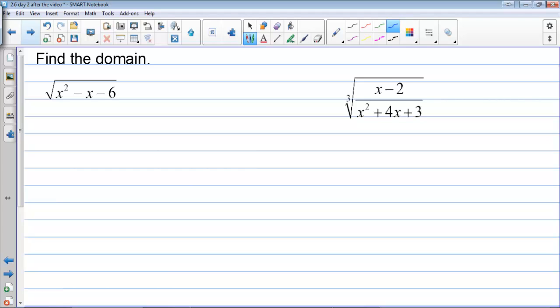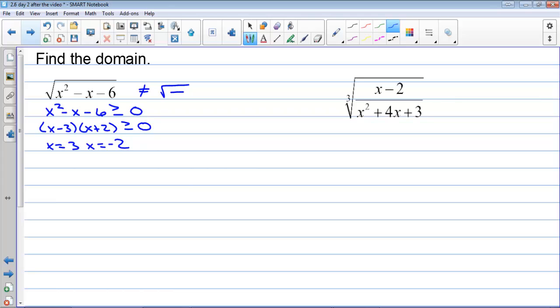Find the domain. Well, when we have even radicals, negatives is a problem. We cannot take the square root of a negative. You can't do that, right? So x squared minus x minus 6 has to be greater than or equal to 0. We can take the square root of 0. Square root of 0 is 0, no problem. Let's factor this. X minus 3, x plus 2. So x equals 3, x equals negative 2 for the zeros.